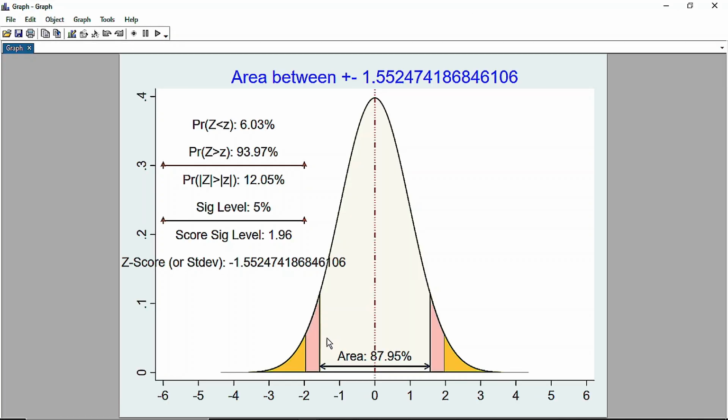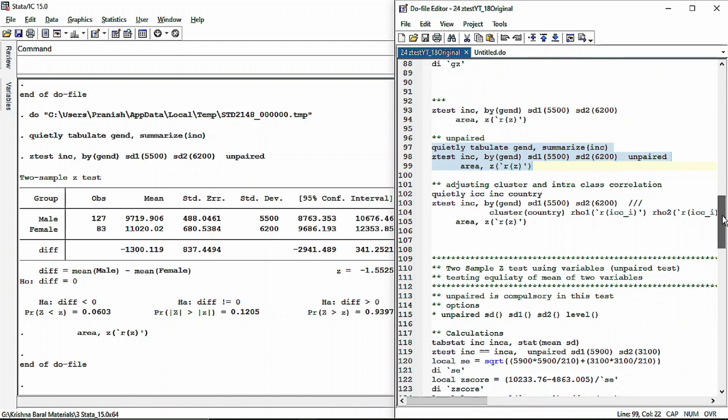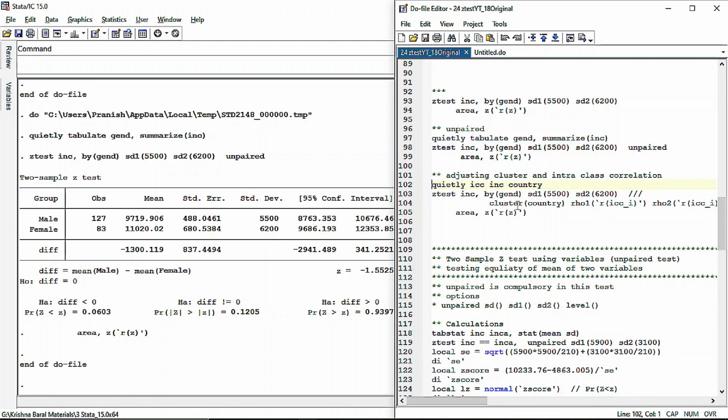Then let us make an analysis with the help of the area graph. By the graph, it is very clear that for the two-tailed test, we fail to reject the null, and for both the left tail and right tail test, the p-values are greater than 5%. That is why we again fail to reject the null. Now let us adjust the cluster and intra-class correlation and perform the two-sample Z test. We can use this option, cluster; our country variable represents the cluster. We calculate the intra-class correlation, and then we substitute the value over here, and let us see what we get, and we'll explain it with the help of the graph.